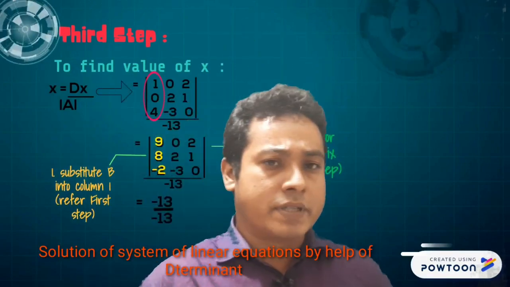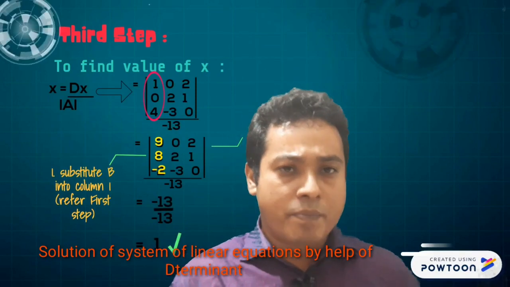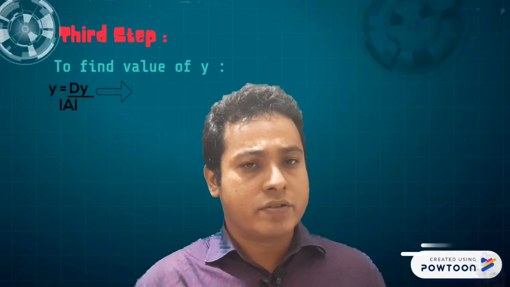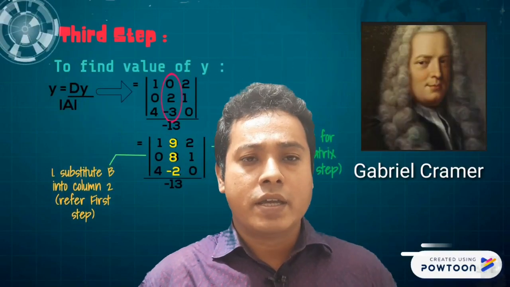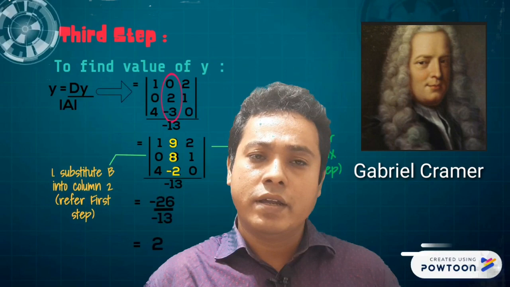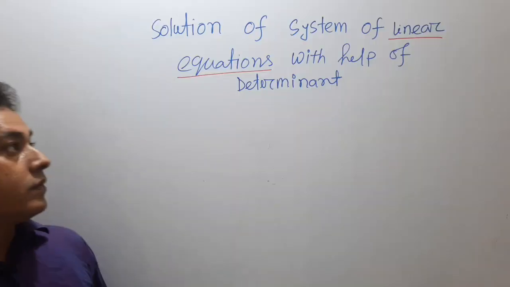Our today's topic is solution of system of linear equations by the determinant, and this type of process was introduced by the Swedish mathematician Gabriel Cramer, and that's why this method is called Cramer's rule. Okay, my dear student, let's go to our today's class.